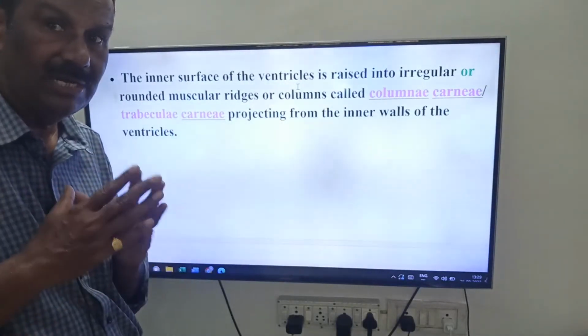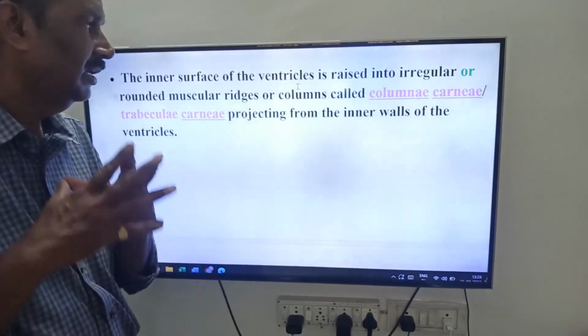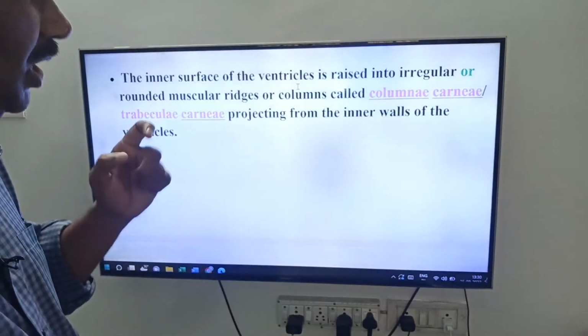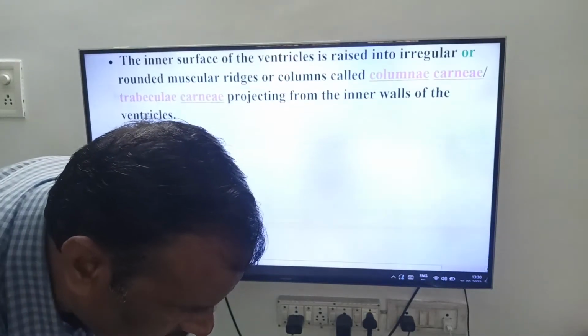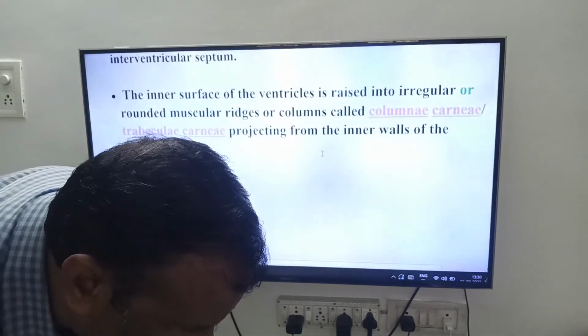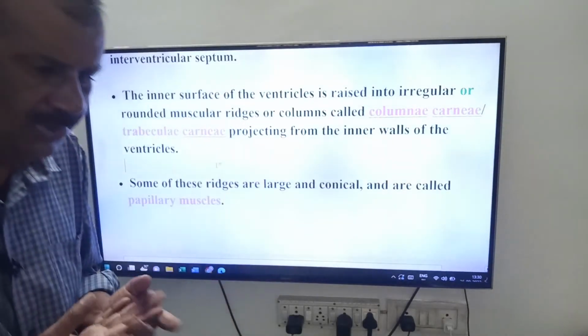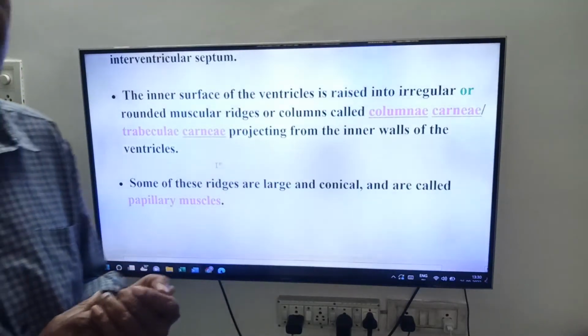Irregular or rounded muscular ridges or columns are called columnae corneae or trabeculae corneae. Okay friends, these project from the inner walls of the ventricles.